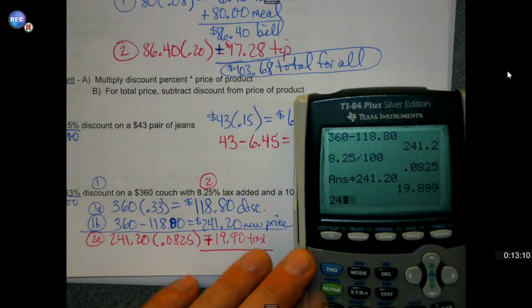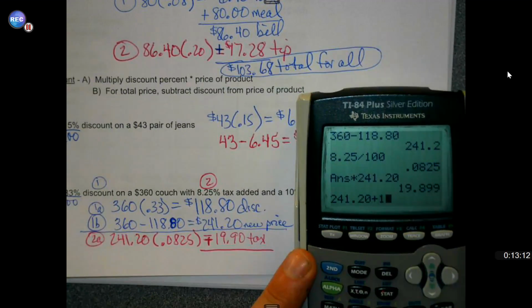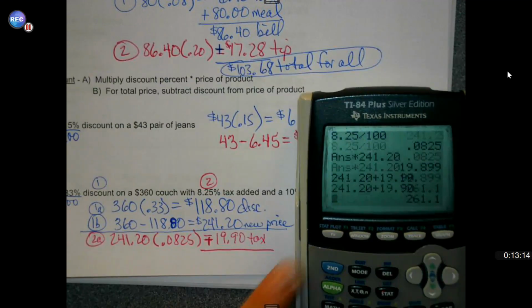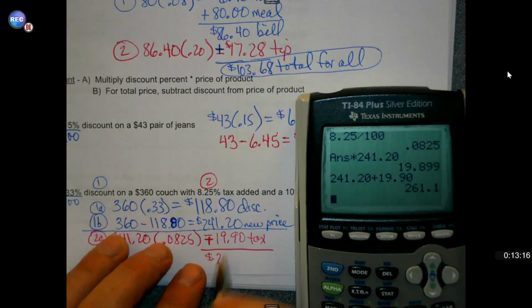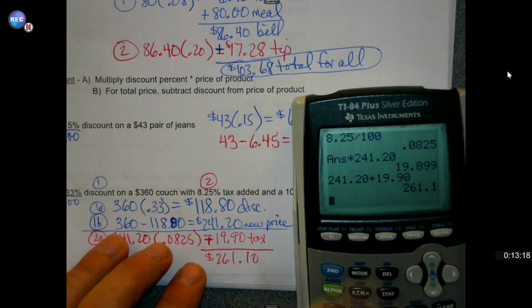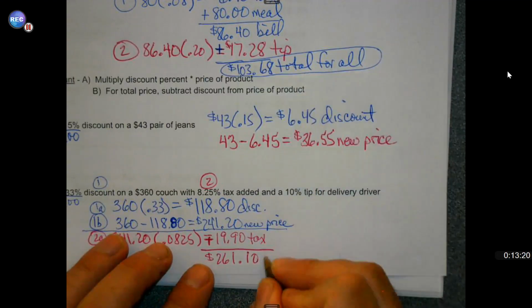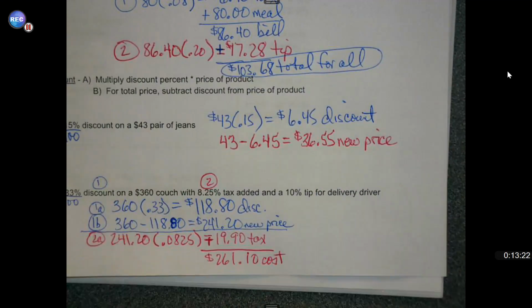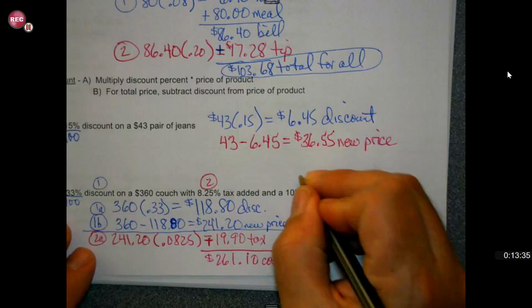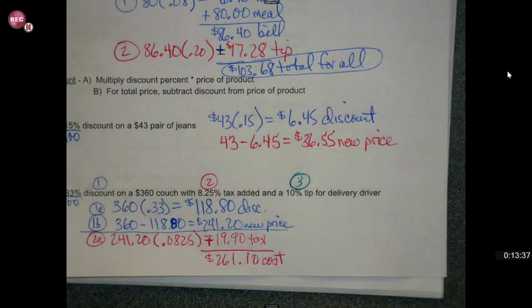So $241.20 plus $19.90. So $261.10 is my cost with tax. And if I was just buying it, picking it up myself, and walking out of the store, I'd be done. But I'm not. I didn't want to pick up that big old couch by myself. So I'm having delivery come. I got one last thing to do.